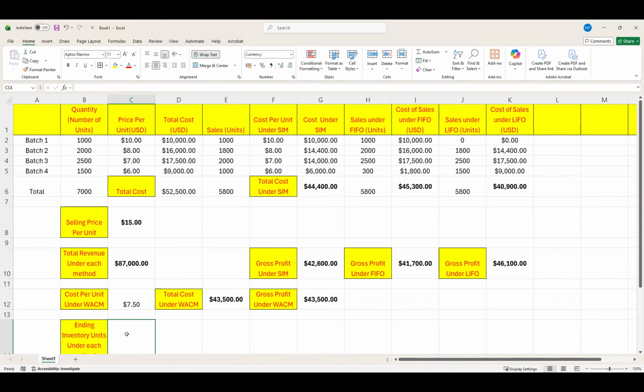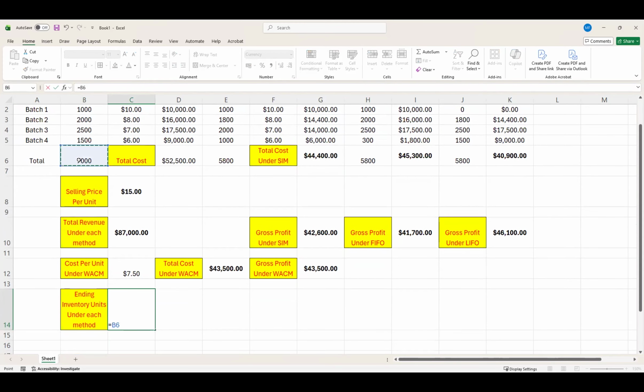Perfect. It is equal to the total number of units which were bought minus the total number of units which were sold. So again, the problem is that this cell is a number, so I'll just reformat it as general number. Okay. So this is my total number of units which will be remaining under each method. That will not change. Okay. But obviously, for ending inventory, all these methods in terms of dollars, they will be different.